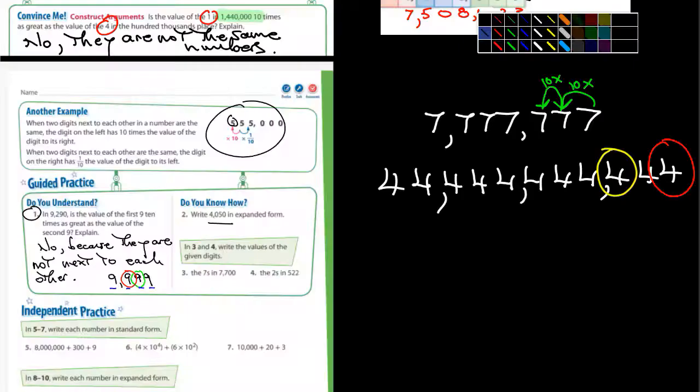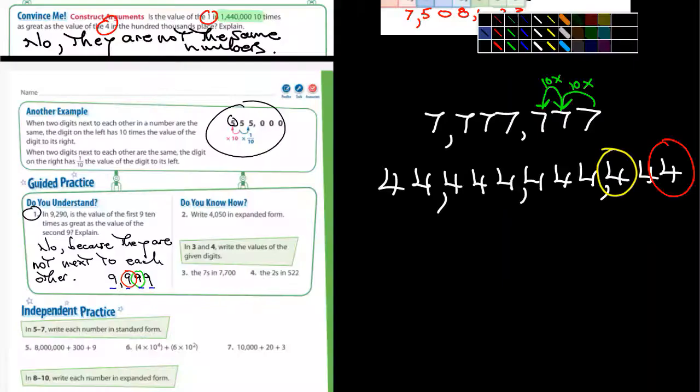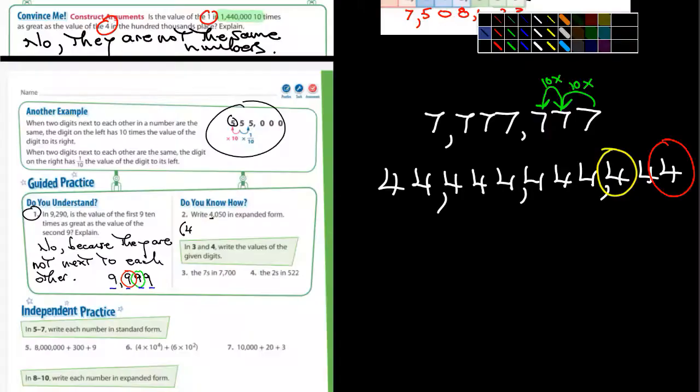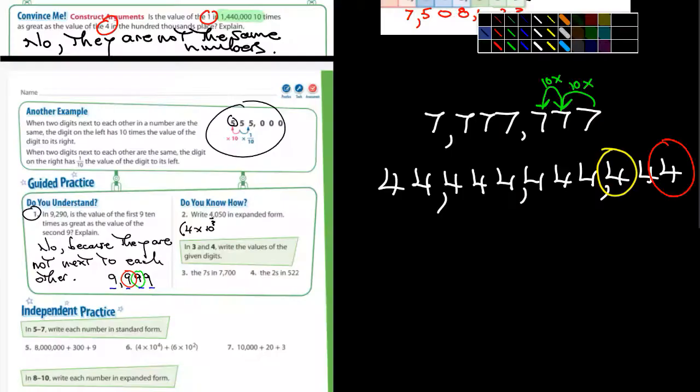All right, let's move down a little bit further here. I'm giving you guys a lot of these answers. Some of these I'm going to let you fend on your own. It says, write each number in standard form. So remember standard form? Standard form is just the number. And we talked about that today. Expanded form is, well, this is an example of expanded form.